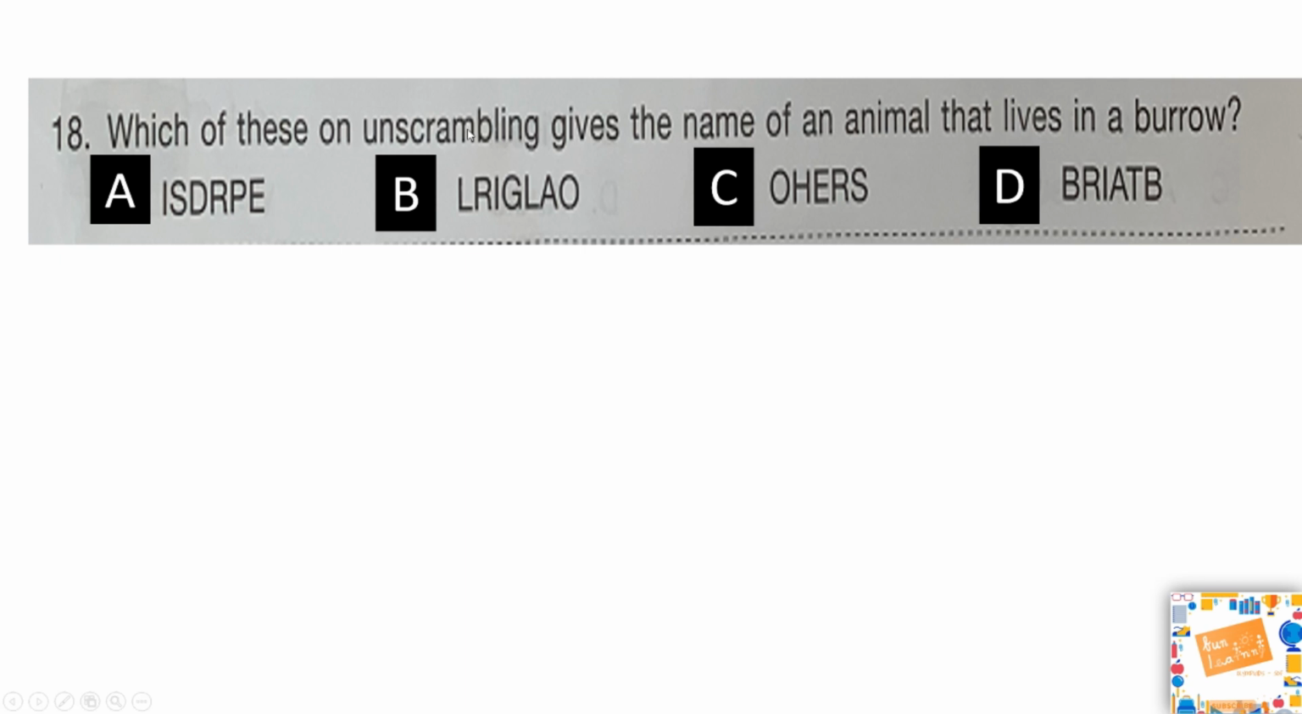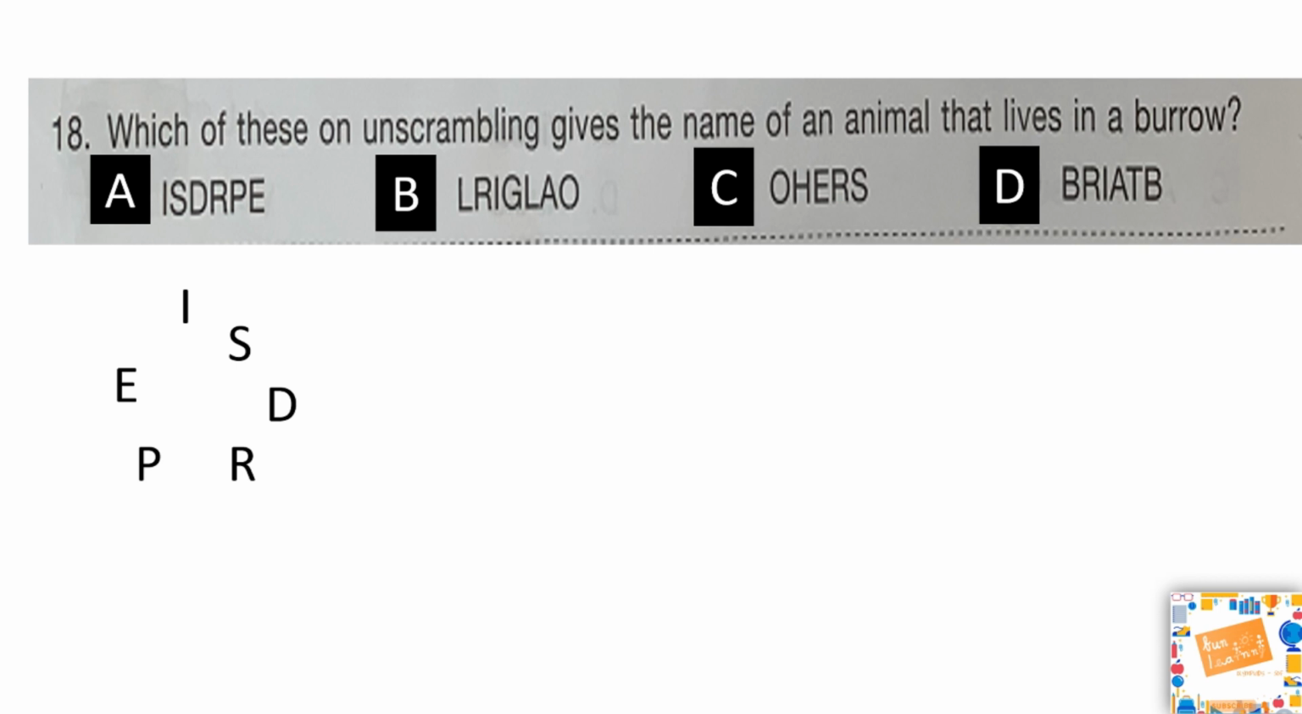Which of these on unscrambling gives the name of an animal that lives in a burrow? There are options A, B, C, D. You need to unscramble it and then get the right answer. Well, to leave you with a tip, write the alphabets in a circular manner as I've written here, because this allows you to look at each letter and then place them randomly and get the right answer.